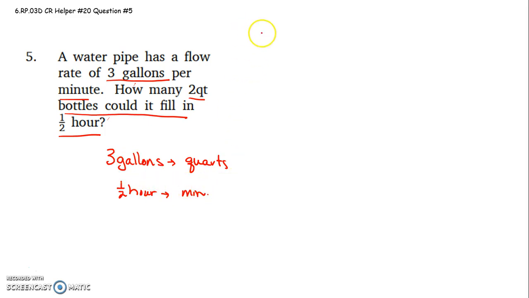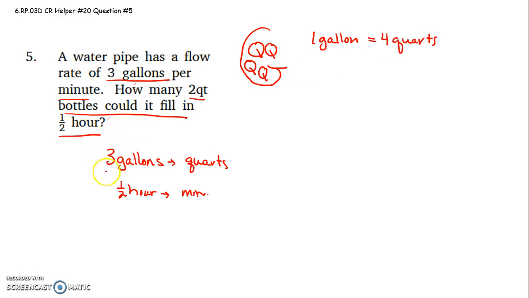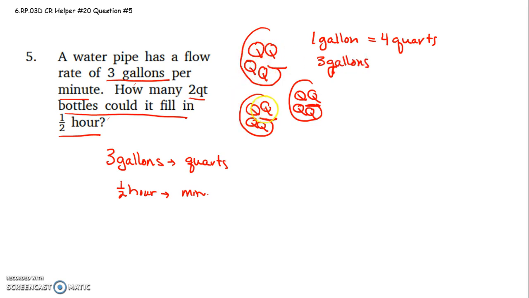So to get 3 gallons into quarts, I'll draw my big G. Inside a gallon, there's 1, 2, 3, 4 quarts. So 1 gallon equals 4 quarts. I have 3 gallons, which would mean I have 3 big G's. In 3 gallons, there's 1, 2, 3, 4, 5, 6, 7, 8, 9, 10, 11, 12. In 3 gallons, there's 12 quarts.